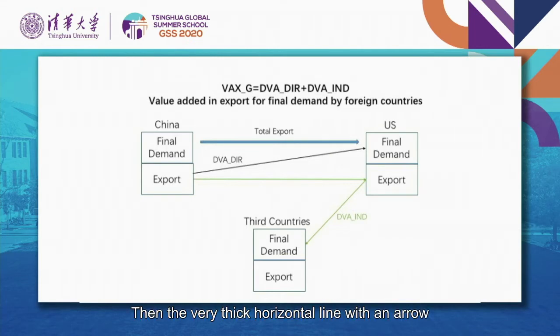Then the very thick horizontal line from China to the US represents the total export that's recorded in the books. Okay, it's a huge number. However, not everything there truly represents what's actually produced in China and consumed in the US. So what we are really interested in is what's actually produced in China that is consumed either by households or by the government or by enterprises in the US. So that's the true picture. So we are trying to get at this.